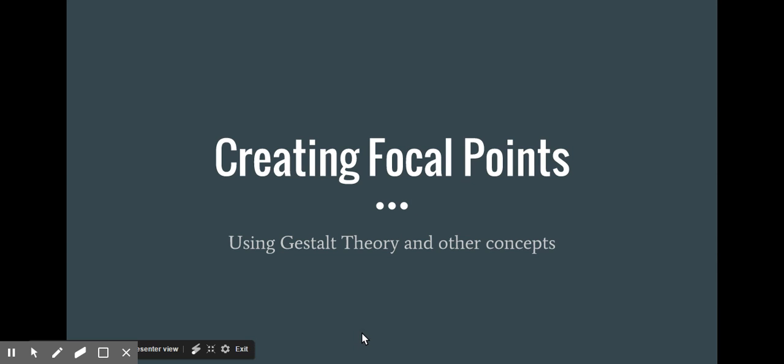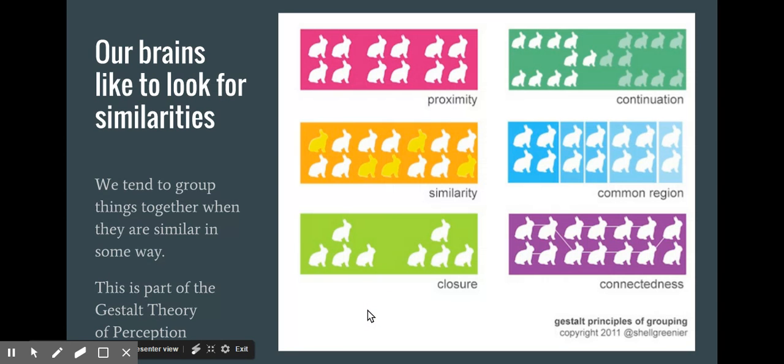In this video, we are going to talk about creating focal points using Gestalt theory and some other concepts. As human beings, our brains like to look for similarities. We tend to group things together when they're similar in some way. So here we have proximity, which means closeness. So we tend to group these into three groups of bunnies.